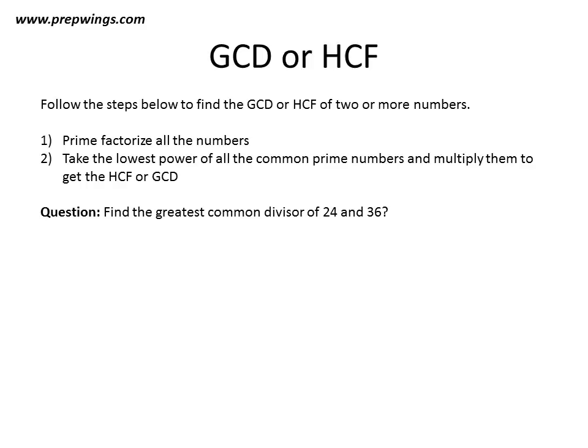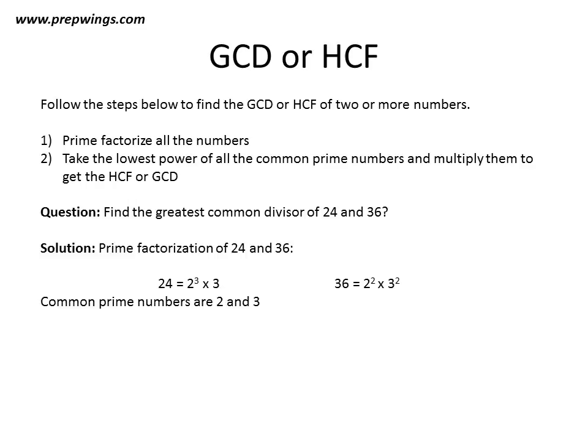Okay, so the first step was to prime factorize these numbers. So prime factorization of 24 is 2 cube into 3, and that of 36 is 2 square into 3 square. Okay guys, now the common prime numbers between the prime factorizations are 2 and 3, because 2 is present in the prime factorization of both 24 and 36, as well as 3 is present in the prime factorization of both 24 and 36. Okay, so these are called the common prime numbers.